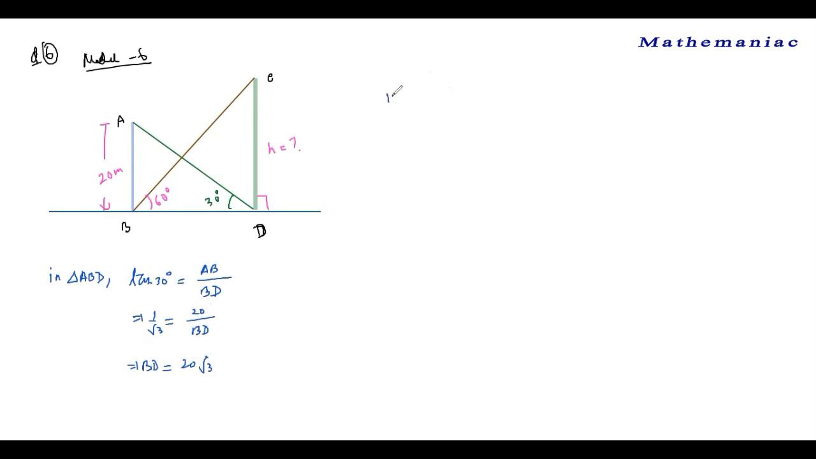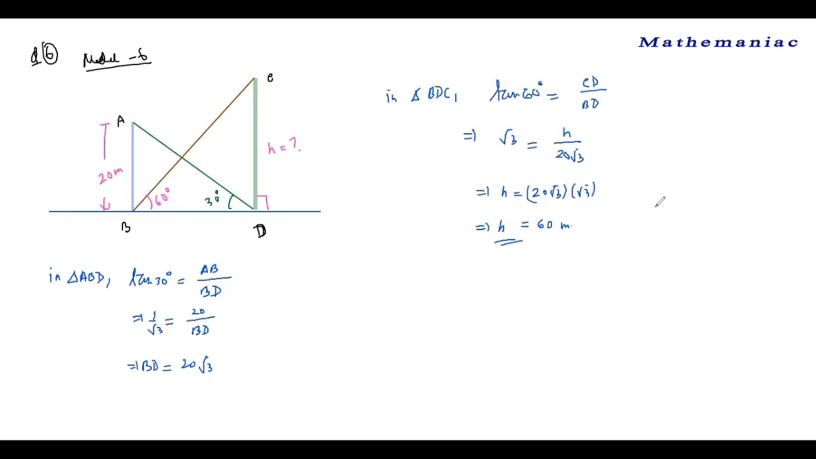Very nice. Then in the other triangle, BDC, you apply tan of 60 degrees. Tan 60 degrees will be equal to CD divided by BD. What is this value? Root 3. Great. CD is what you need to find, that is considered as H. BD you have just got, so now your CD is ready. It is 20 root 3 into root 3. Root 3 into root 3 is 3, so H will be 60 meters. So the height of the other tower is 60 meters.